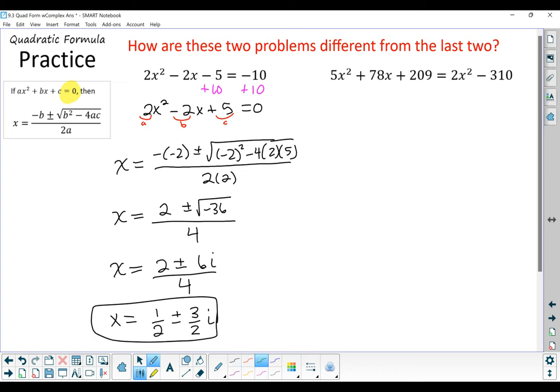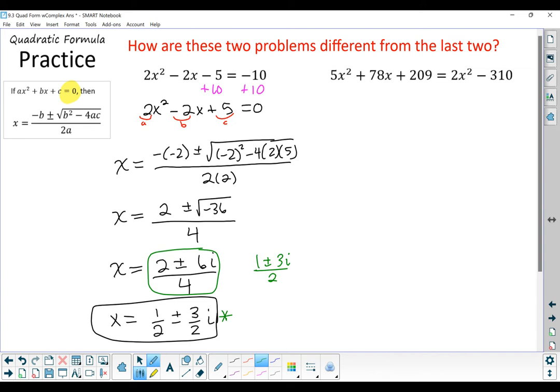This answer, in some cases it's okay. If you were doing a standardized test or multiple choice or something, it wouldn't be there. You would either see it like this in standard form, or you might see it reduced by a factor of 2 like this.